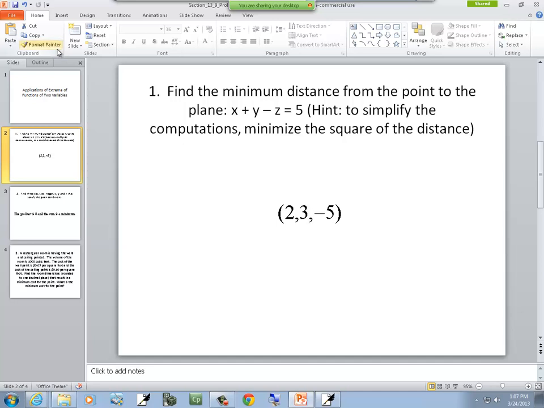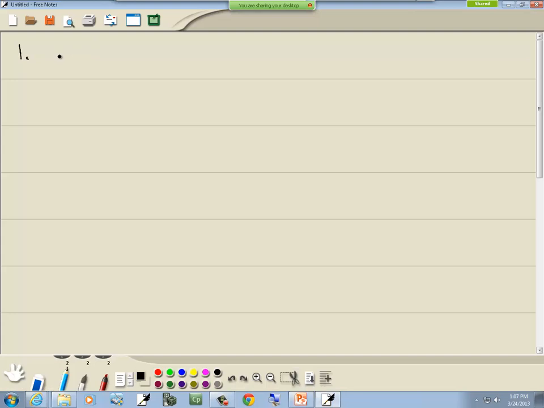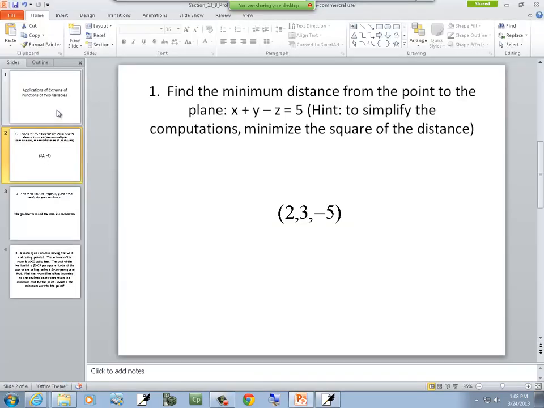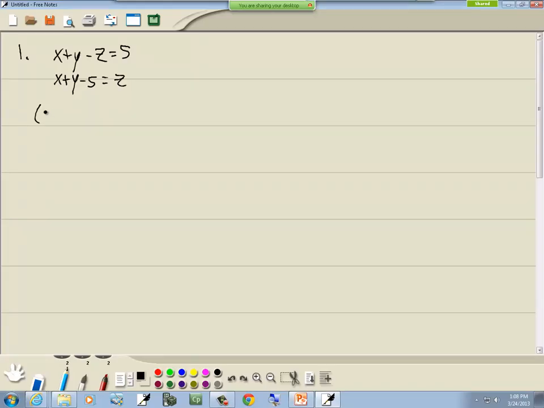Find the minimum distance from the point to the plane x plus y minus z is equal to 5. And it gives us a hint: to simplify the computations, minimize the square of the distance. Well, if we look at this x plus y minus z is equal to 5, we can solve this for z. So I'll take the 5 over to the left side. So we've got x plus y minus 5, and I'll take the negative z to the right and it becomes a positive z. Which means, taking that into account, we're going to have the point 2, 3, negative 5.